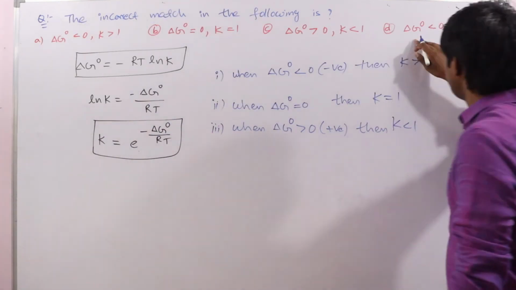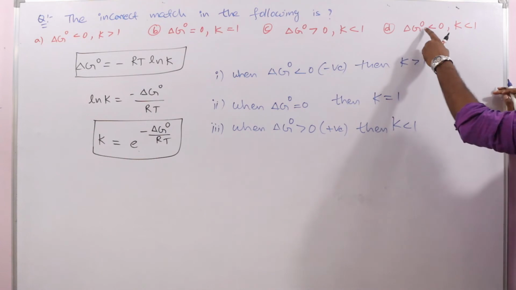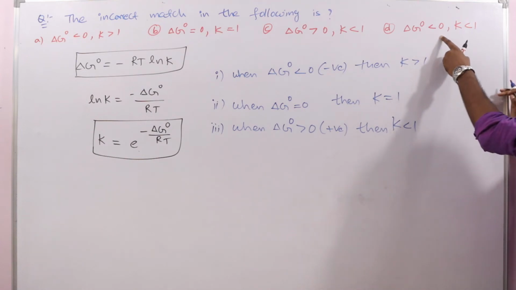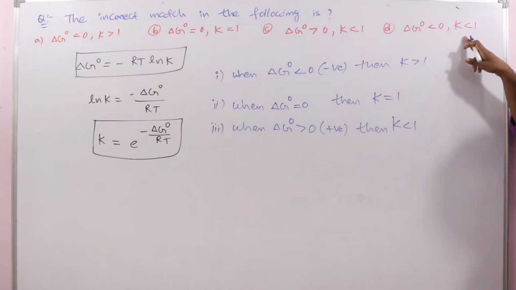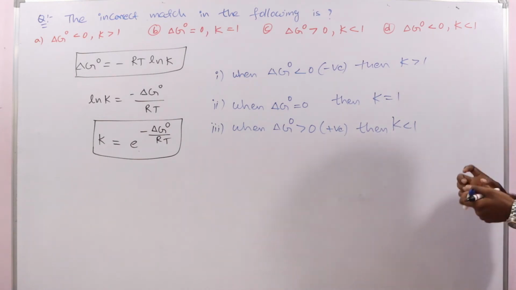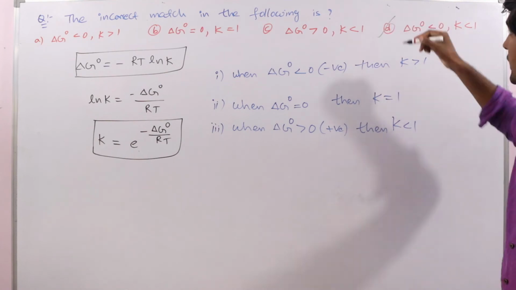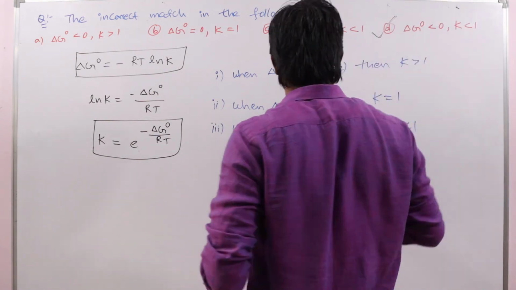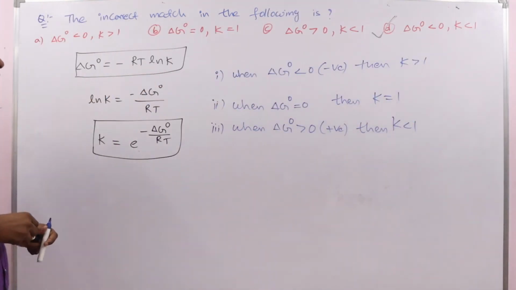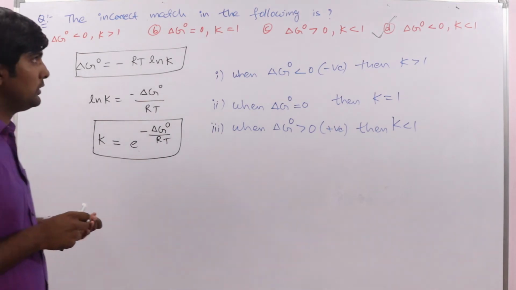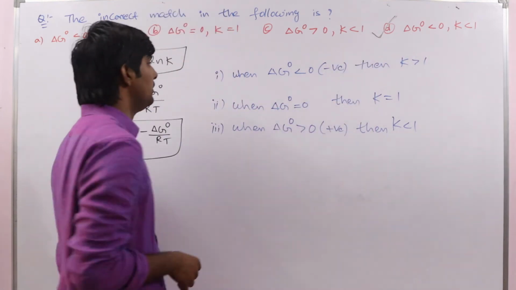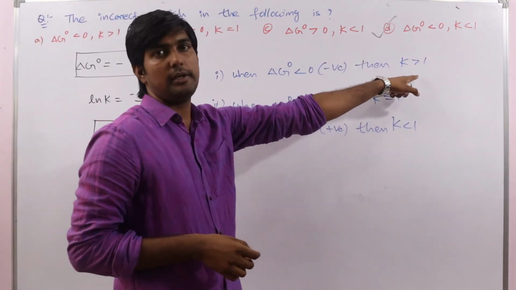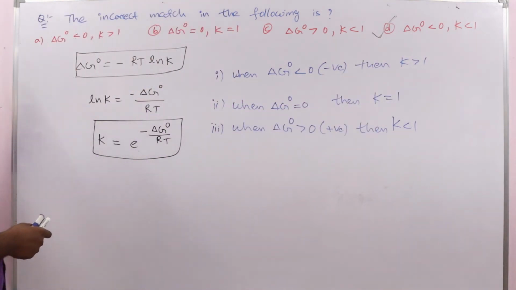But look at this one, when delta G naught is less than 0, see here, K is greater than 1, but here it is given that K is less than 1. So what is the answer? Option D is incorrectly matched. Okay, option D is incorrectly matched. Yes or no? So this is the relation when delta G naught is less than 0, then definitely K is greater than 1. Very simple concept.